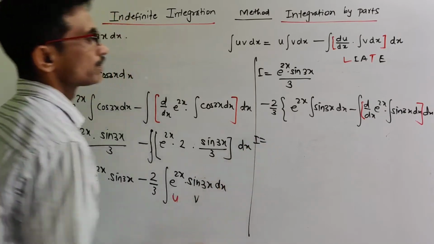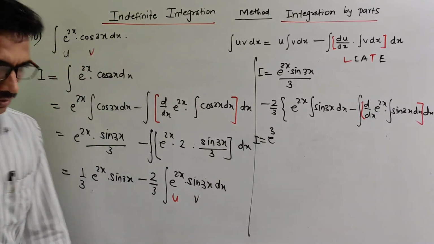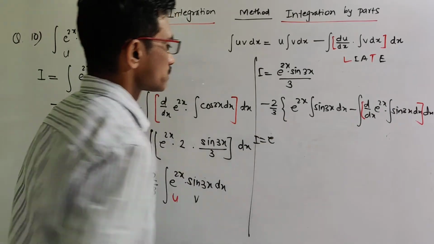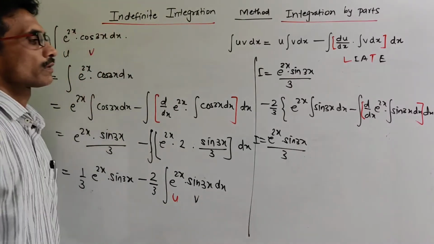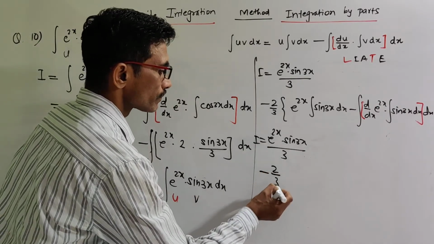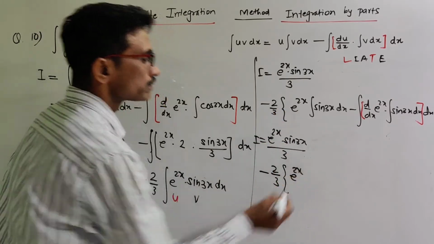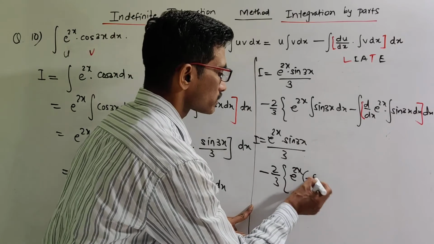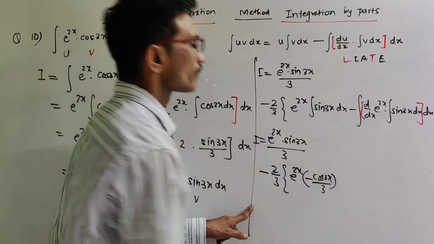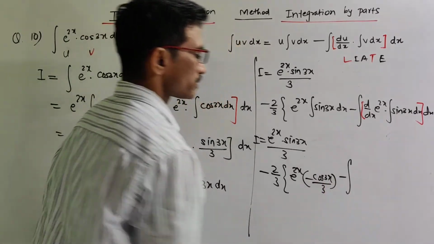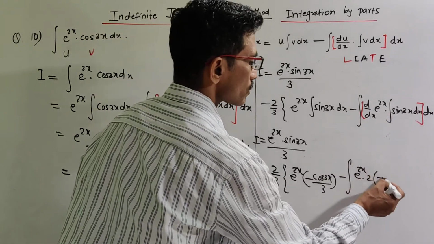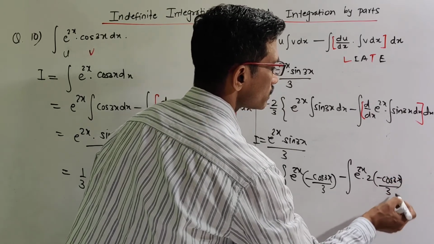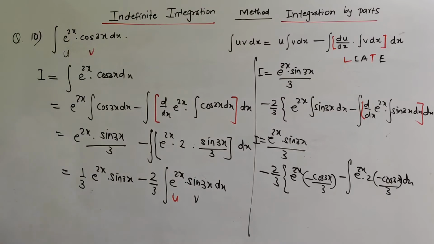I is equal to e raised to power 2x sin 3x upon 3 minus 2 by 3 times e raised to power 2x into integration of sin 3x, which is minus cos 3x upon 3, minus integration of this, which is e raised to power 2x into 2 and this is minus cos 3x upon 3, whole dx. Then simplify it further.